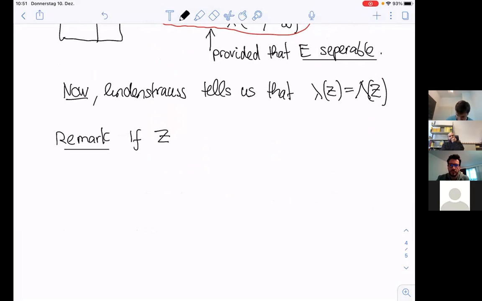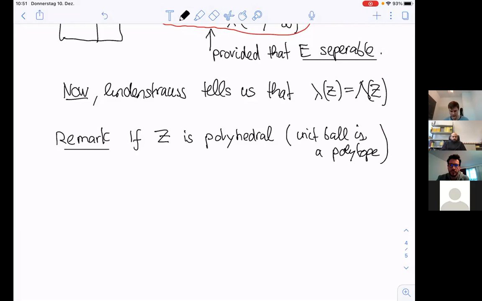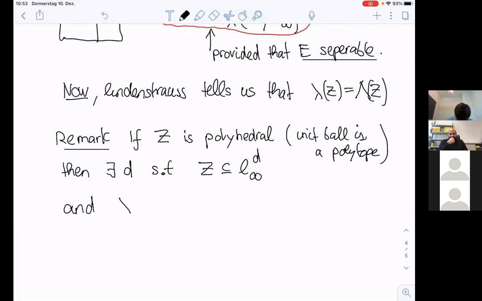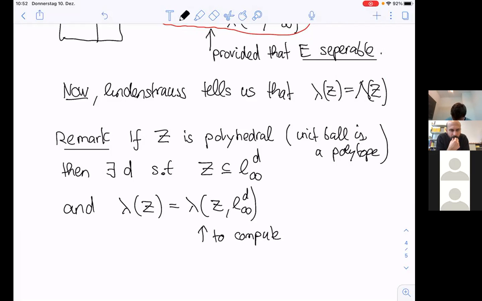So a remark. If C, the Banach space C, is polyhedral, and for today this just means that the unit ball is a polytope, then this follows directly from the definition. There exists an integer D such that C lives in L infinity D, and lambda C is lambda C of L infinity D. And the good thing is that to compute this, one can actually solve a linear programming problem.